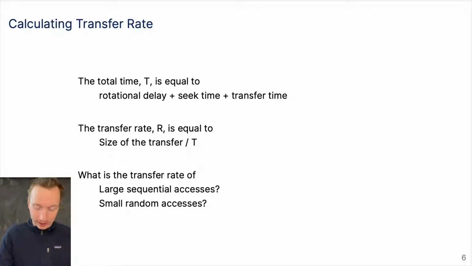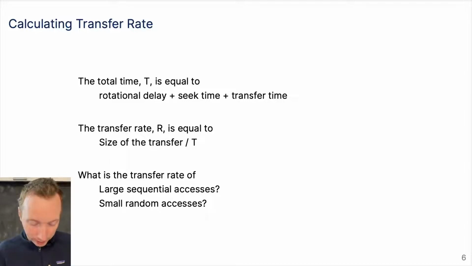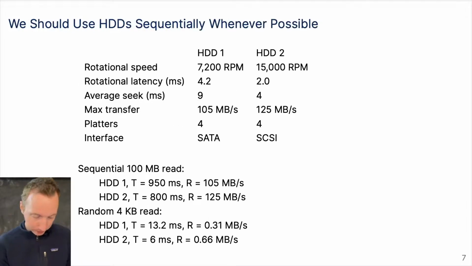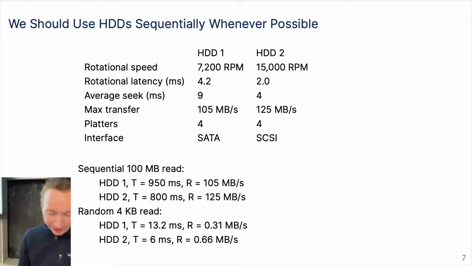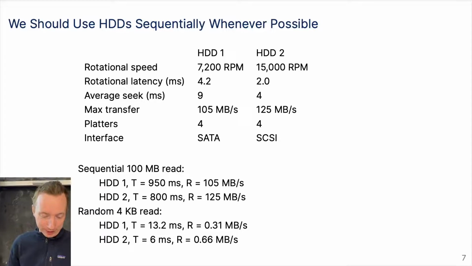And then we can answer questions like, what is the transfer rate of large sequential accesses? And what's the transfer rate of small random accesses for each disk? So you should use them sequentially whenever possible because your performance really, really badly degrades.